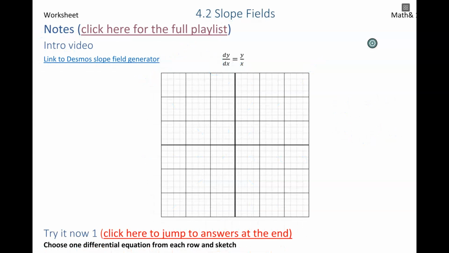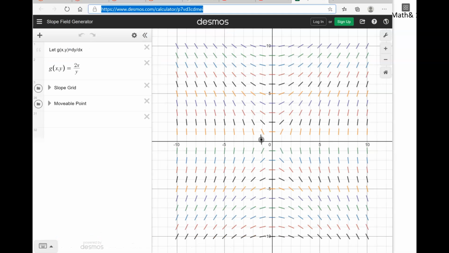Okay, so one thing I wanted you to see, and you can play with this, make sure you're trying to understand how to do these by hand. But we do have a link here to a Desmos slope field generator, and you can plug in your equation to check out what's happening, so you can edit this thing to get what you want. So if you follow that link, you should get here.